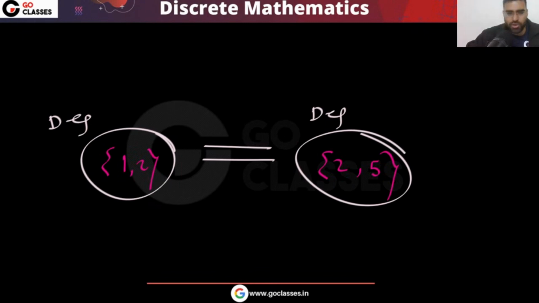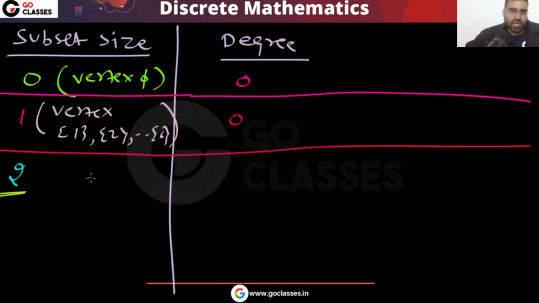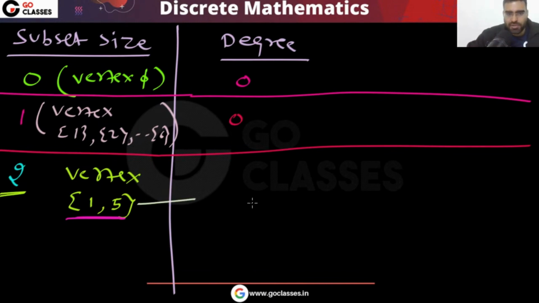Now you tell me, take a particular vertex, for example this vertex, 1,5. Consider this vertex. What will be the degree of this vertex? It will be adjacent to every superset. Do you agree? Whatever superset you create, this 1,5 will be adjacent to that.